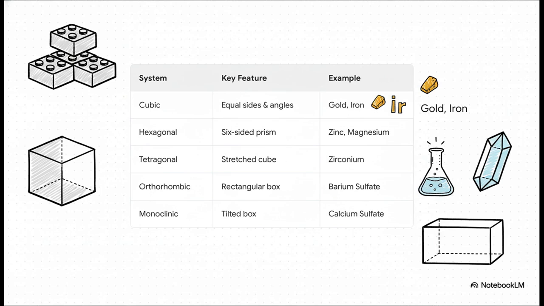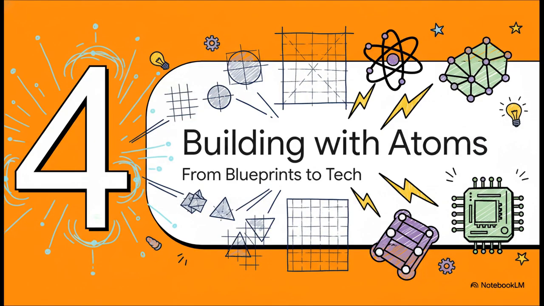You've got the perfectly symmetrical cubic system, which you find in metals like gold and iron. Then you've got simple variations on that, like tetragonal, which is just a stretched out cube, or orthorhombic, which is like a rectangular box. Every single crystal you've ever seen is built by repeating one of these fundamental shapes over and over. So why do we even care about these basic blueprints?